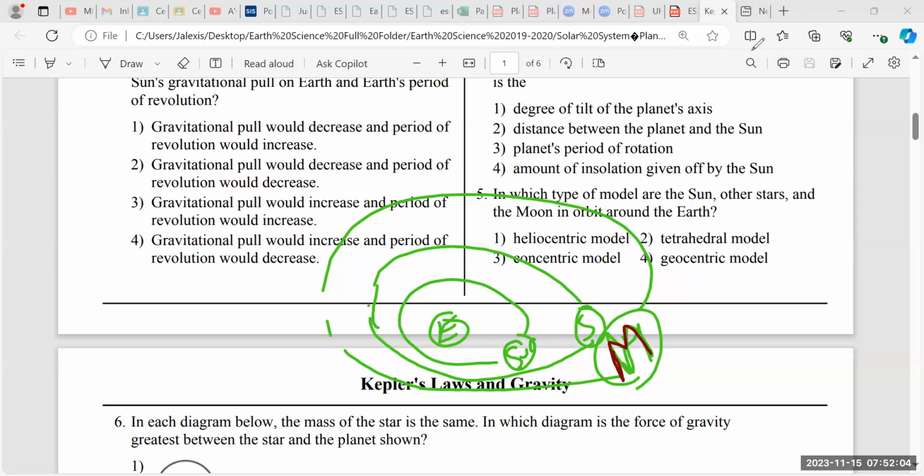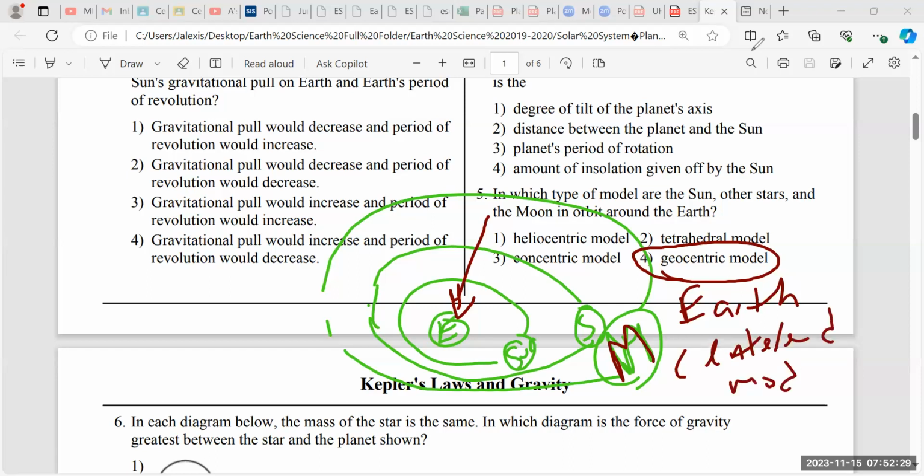When the Earth is in the center, that is only one type of model. When the Earth is in the center and all other objects are orbiting the Earth, that is known as a geocentric model, because it's an Earth-centered model. If the question said the sun is in the center, then we would say heliocentric. But because it is the Earth in the center and all the other objects are orbiting around the Earth, that lets me know it has to be a geocentric model.